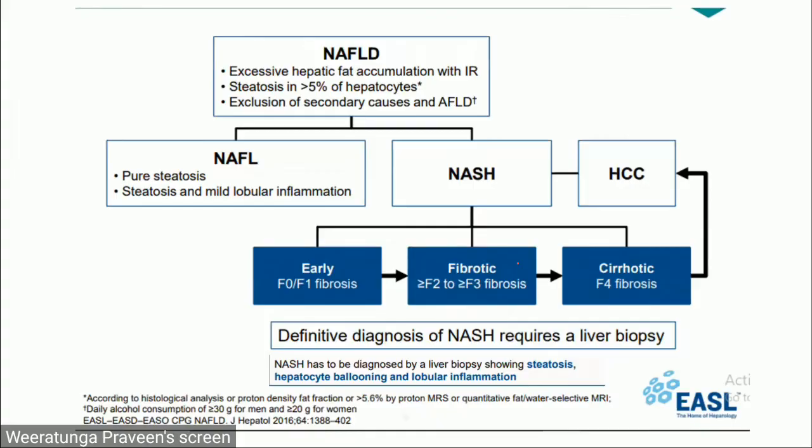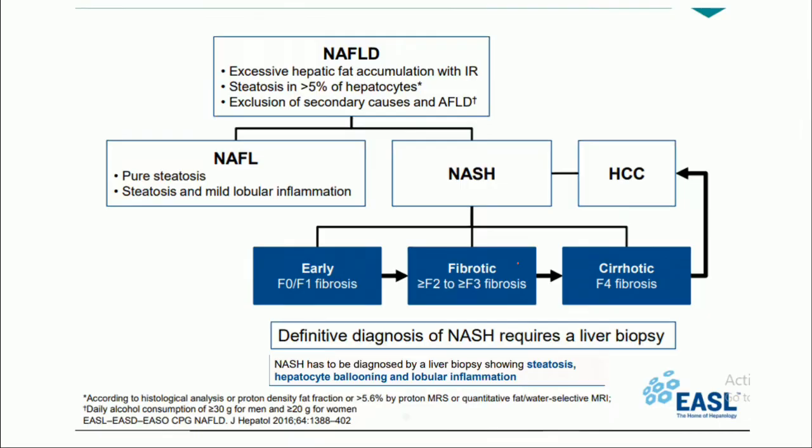Okay. And this is some information about the spectrum, right? You get fatty liver initially, and then it progresses into inflammation, injury, and a little bit of fibrosis, and that progresses into cirrhosis. And remember, patients with this metabolic non-alcoholic fatty liver are also at a higher risk of developing hepatocellular carcinoma.